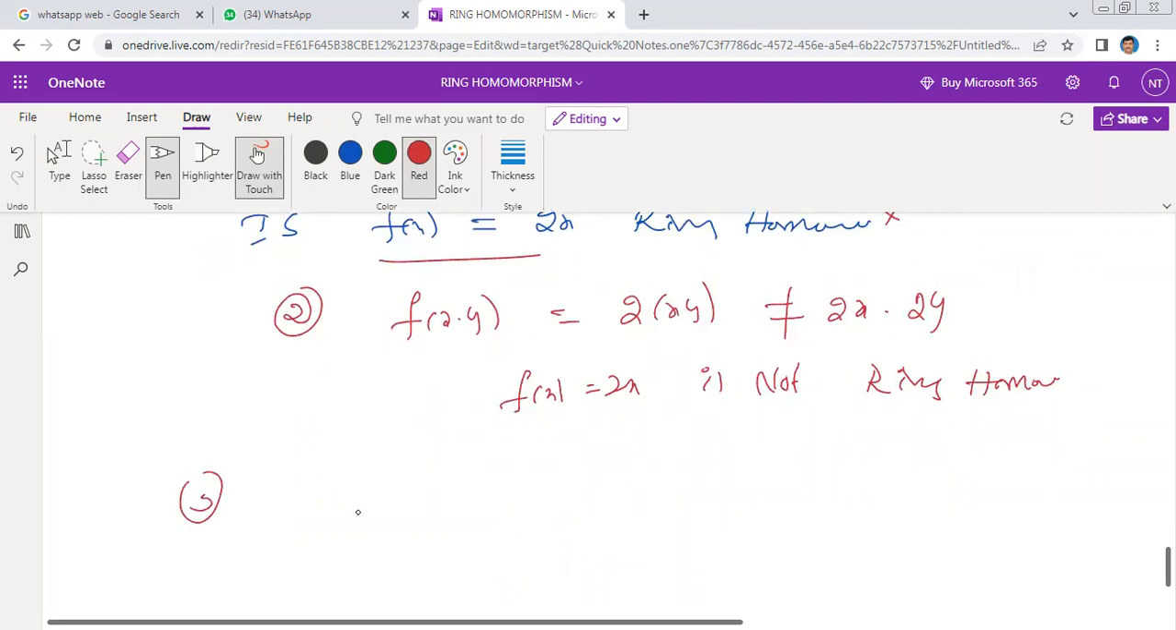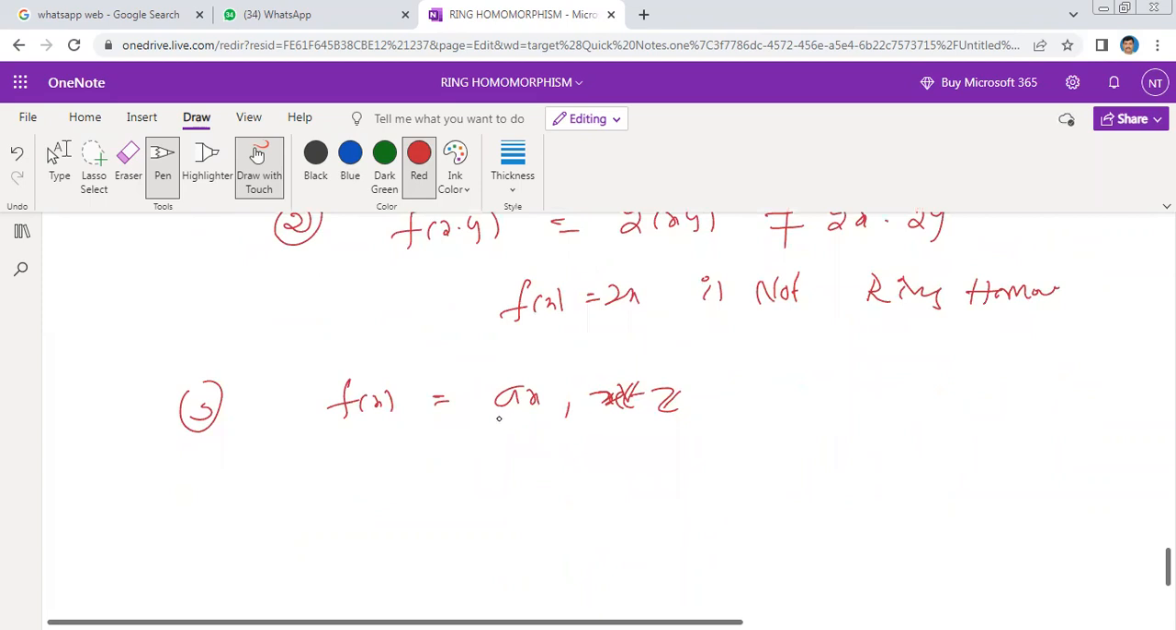In general, suppose f of x is equal to ax for every x belonging to Z. Is it a ring homomorphism? When a is equal to 0, it is okay. When a is equal to 1, it is okay, but a equal to 2 is not a ring homomorphism. Also, if you take a as 2, 3, 4, 5 like this, these do not satisfy the condition. For 5x, we cannot write it as 5 times x into 5 times y, or 6 times x into 6 times y. So it does not satisfy the second condition.